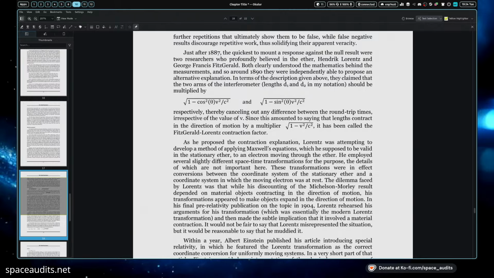Oh, give me a break. The moving electron is at rest.